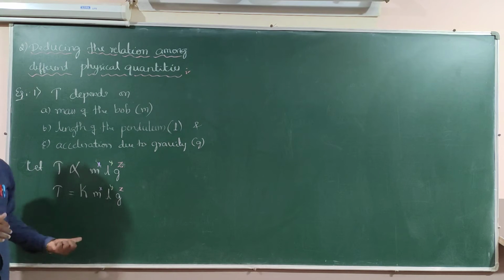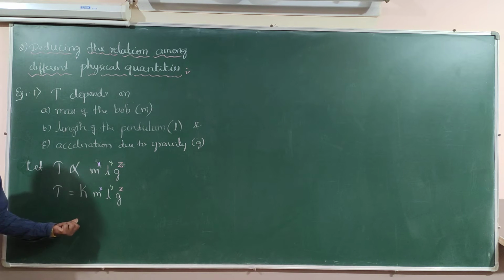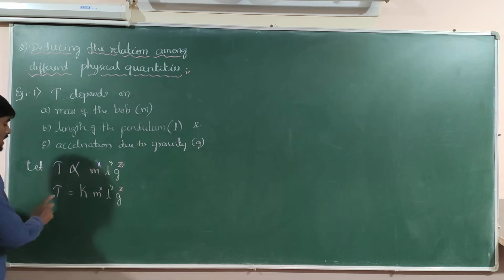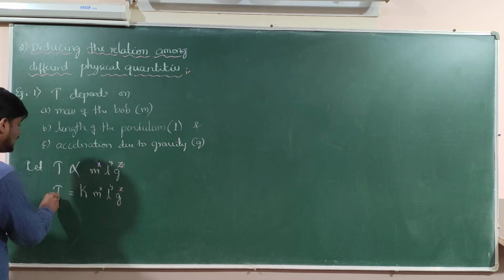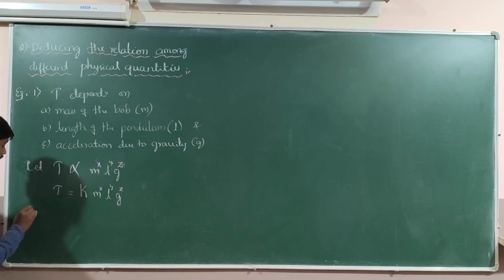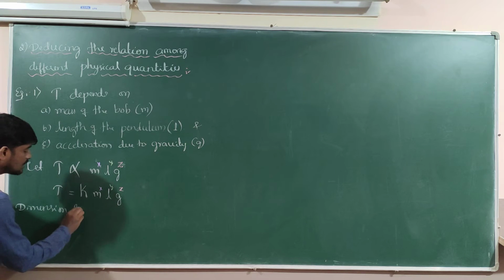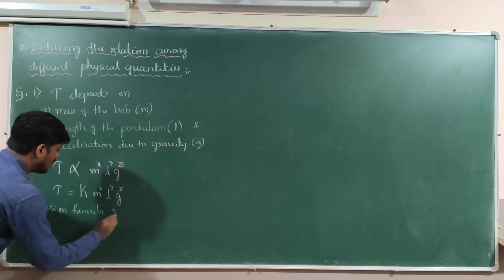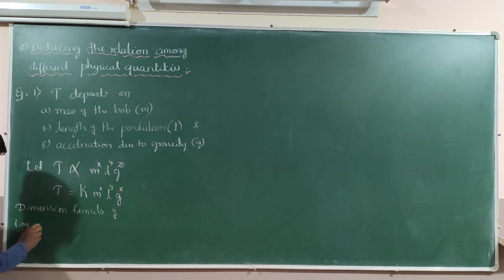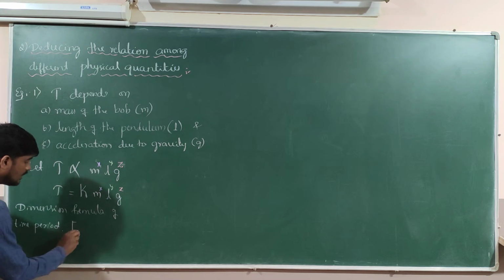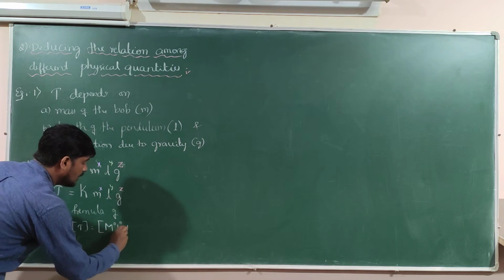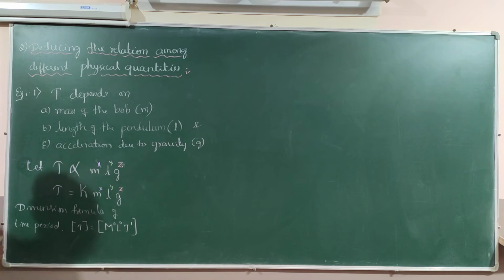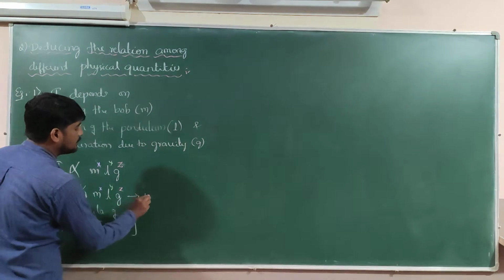How to express in terms of dimensions? Let us start one by one. What is the dimensional formula for time period? Here only time t is there, so no m, no l. So I can write the dimensional formula for t equal to m raised to 0, l raised to 0, t raised to 1. This is equation number 1.